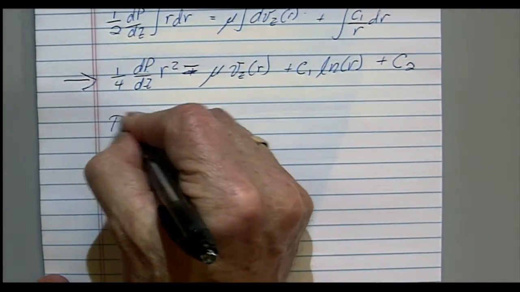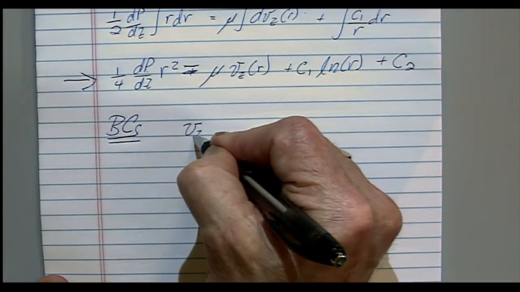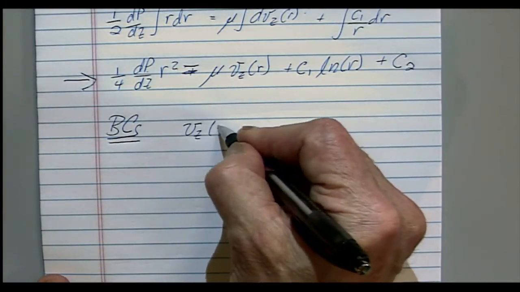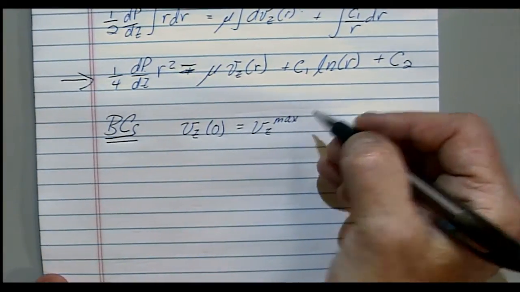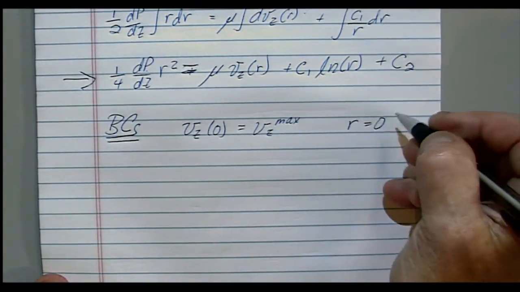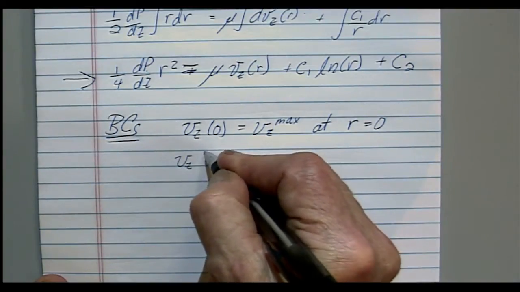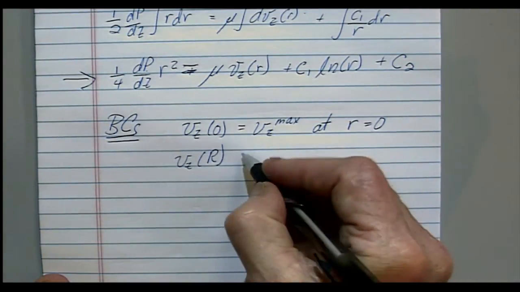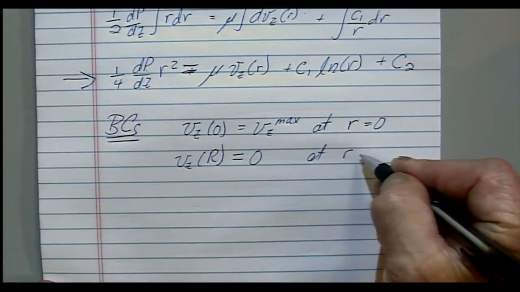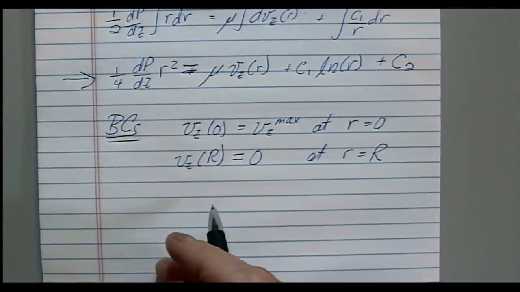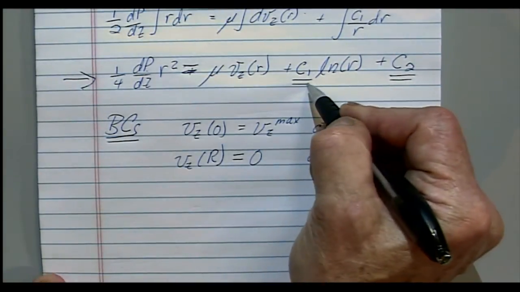And the boundary conditions, again, that we had, the BCs, are that the velocity of z at r equal to 0 is equal to v_z max, whatever the maximum velocity is. So that's at r equal to 0. And the second boundary condition is that v_z, when little r is equal to capital R, that is at the edge of the tube, is equal to 0. All right, so those are the boundary conditions. I can use those two boundary conditions to solve for my two integration constants C1 and C2.